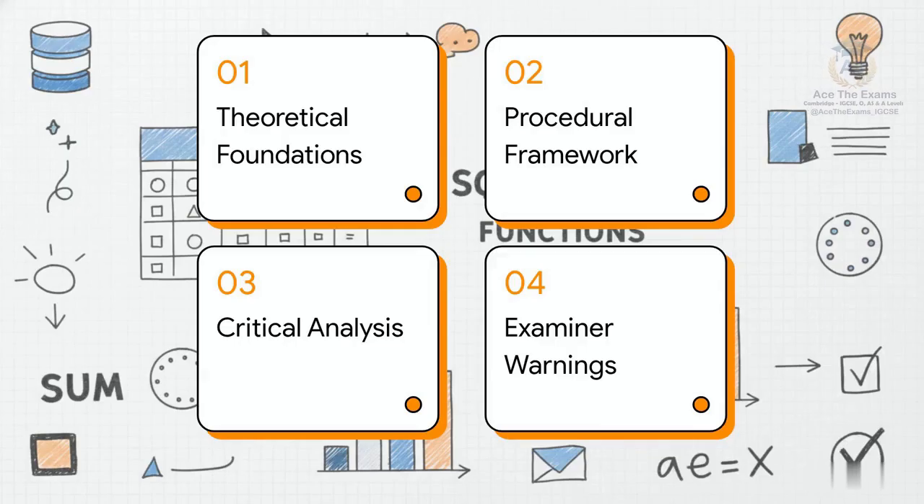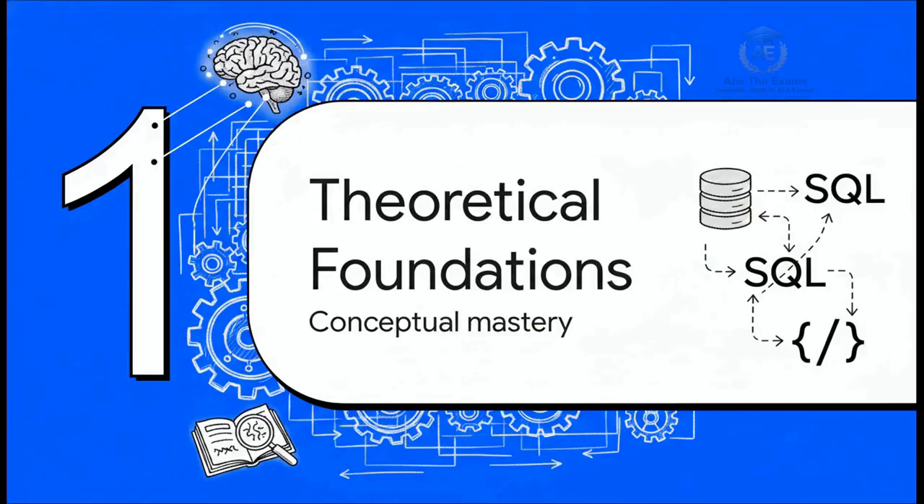To fix these issues, we need a game plan. This explainer is built directly from principal examiner reports, breaking down our analysis into 4 key sections. 1. Theoretical foundations. 2. The procedural framework. 3. Critical analysis skills. And 4. Top examiner warnings. Let's move right into Section 1, Theoretical Foundations, Building Conceptual Mastery.